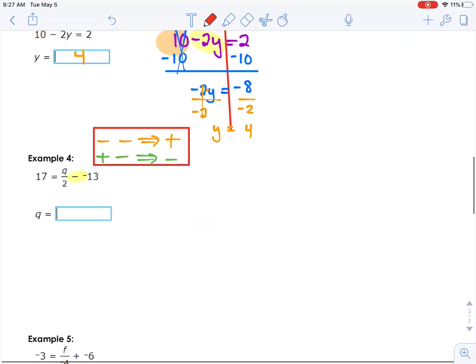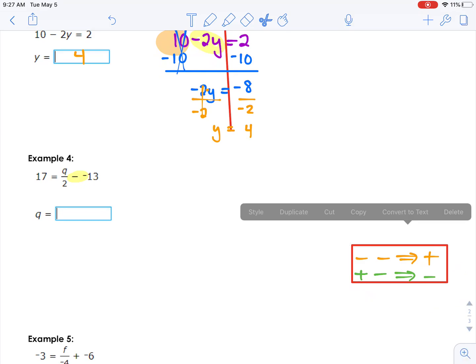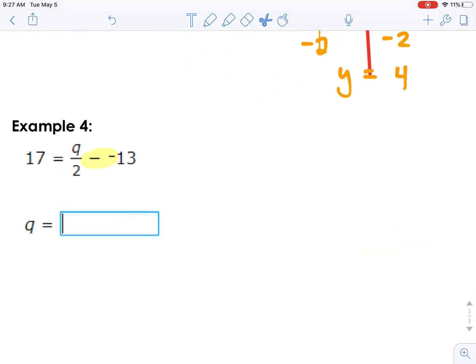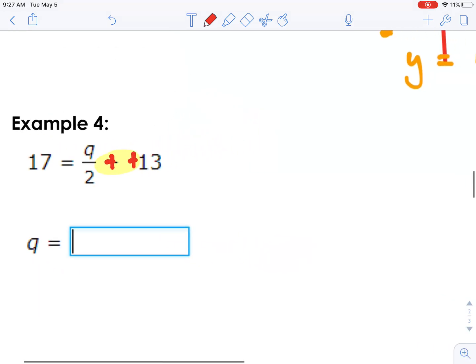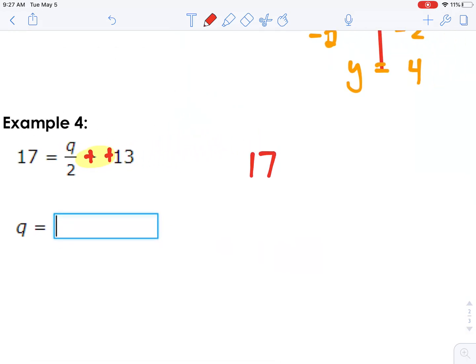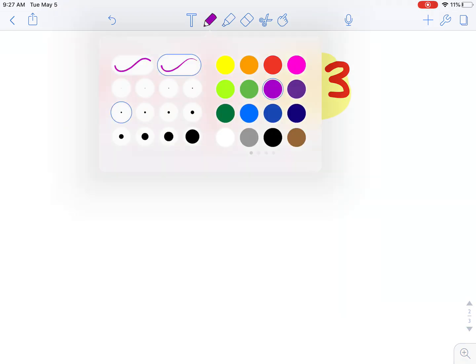All right, and I'm going to actually scooch that off to the side here, and we'll use that in the next problem also. So minus a negative is really plus a positive. So plus a positive. Let's not do double signs. Let's rewrite this as q/2 and just plus 13. I think with one sign, it's much easier to stay organized.